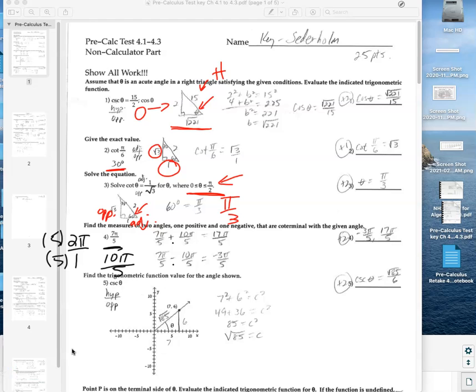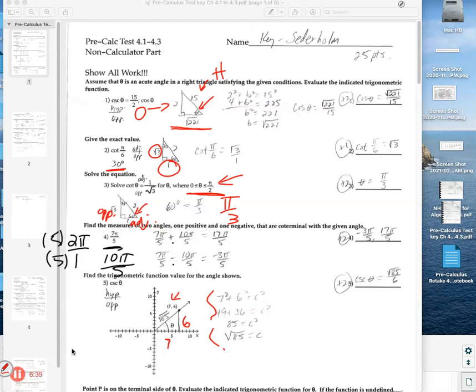Number 5 says, find the trigonometric function value for the angle shown. So the first thing you'd want to do is come down here and realize that if this ordered pair is 7, 6, that means your x is 7 and your y value is 6. And then you could quickly use the Pythagorean theorem to figure out that your hypotenuse is going to be the square root of 85.